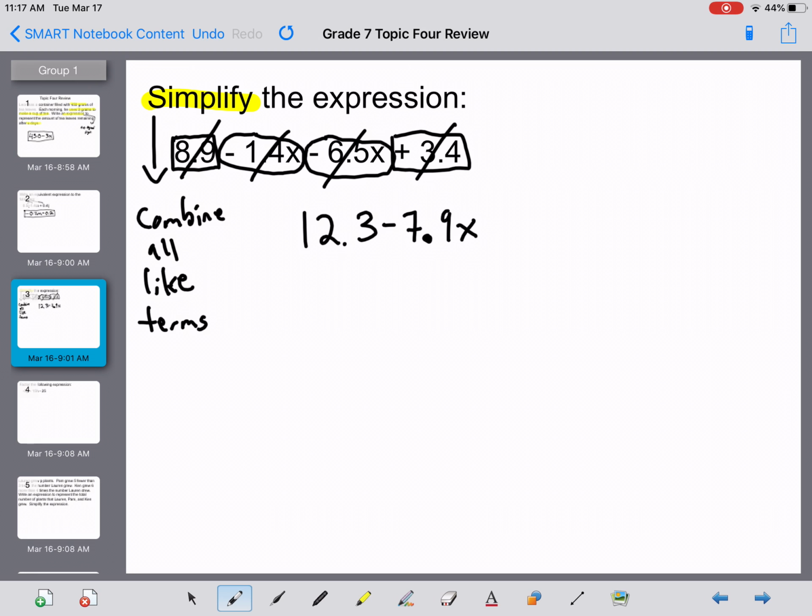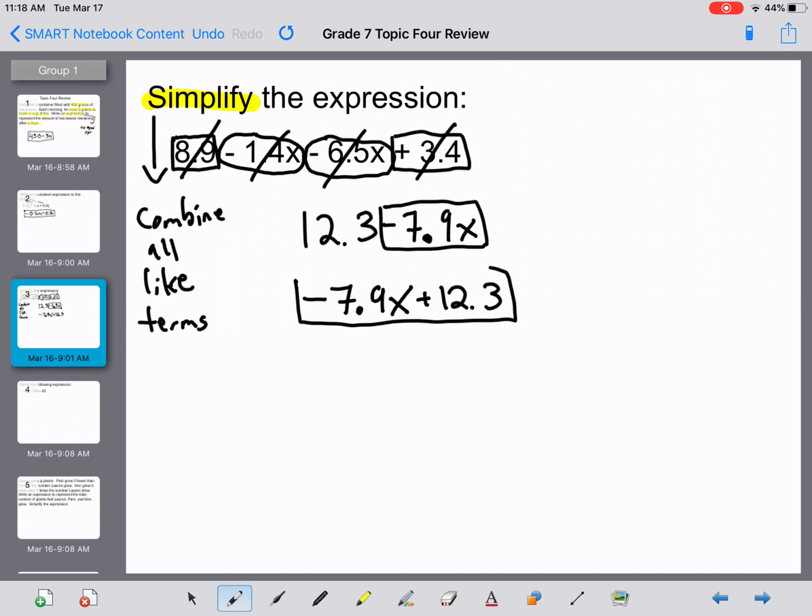If we want to get in the practice of writing this in what we call standard form, the variable should come first. So I can rewrite this as negative 7.9x. That term would come first because it has the variable, plus the 12.3. Both answers are correct, but the second answer, the variable coming first, is how we want to start writing our final answer.